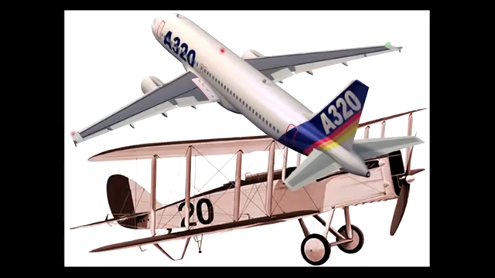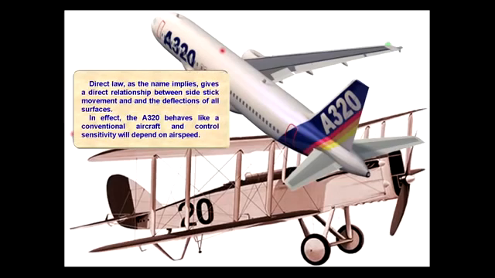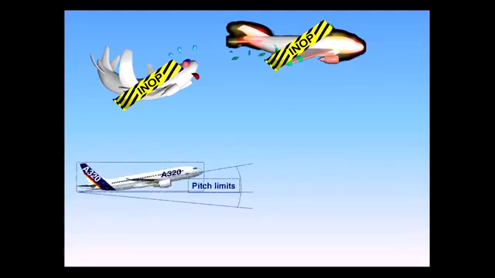Direct law, as the name implies, gives a direct relationship between side stick movement and the deflections of all surfaces. In effect, the A320 behaves like a conventional aircraft, and control sensitivity will depend on airspeed. In direct law, there are no protections available, although stall and overspeed warnings will sound at the appropriate speeds.